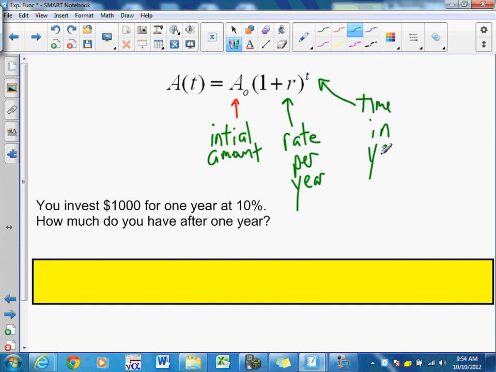One important thing is these units have to be the same, my rate and my time. If my time is in months, then my rate has to be in months. Okay? So let's look at an example.